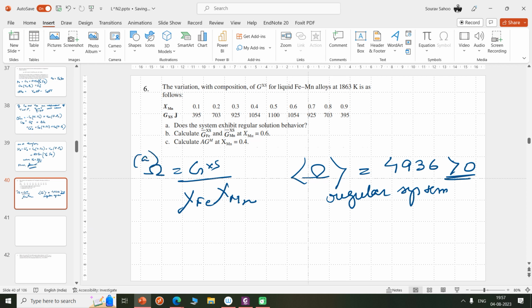Now what does my part B say? We calculate the molar excess free energy of iron and the molar excess free energy of manganese at a given mole fraction of manganese of 0.6, right? So the excess molar free energy of iron is given as, so let's take it here. All of it is coming from the formula, right?